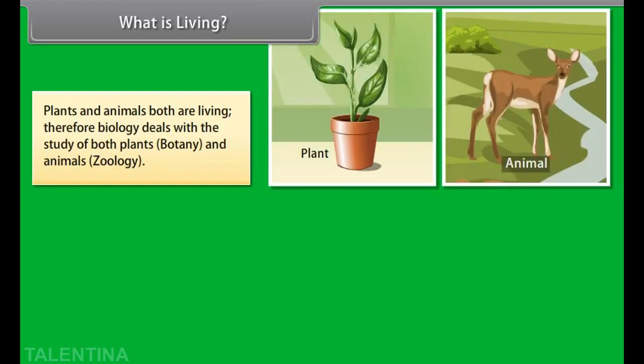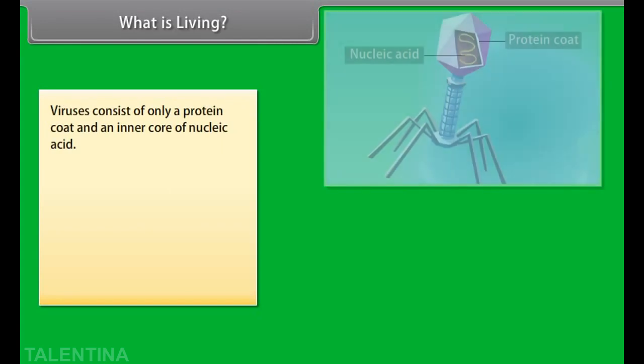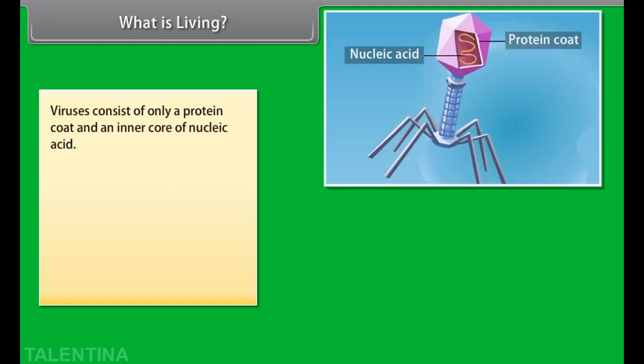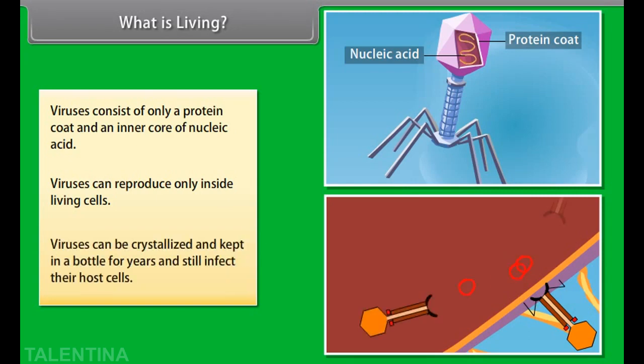Plants and animals both are living. Therefore, biology deals with the study of both plants, botany, and animals, zoology. Virus is an intermittent link between living and non-living. Viruses consist of only a protein coat and an inner core of nucleic acid. Viruses can reproduce only inside living cells. Viruses can be crystallized and kept in a bottle for years and still infect their host cells.